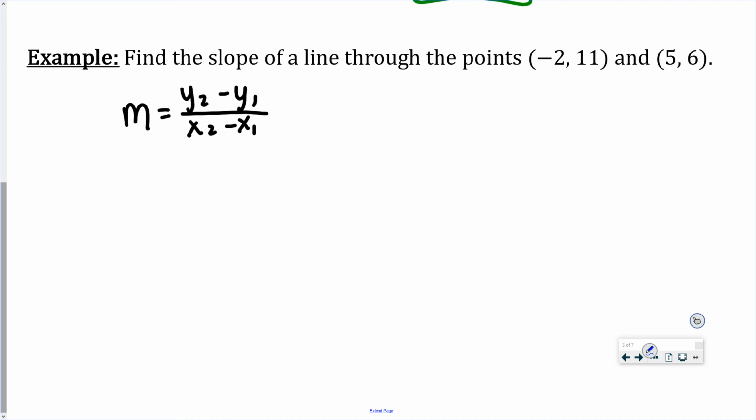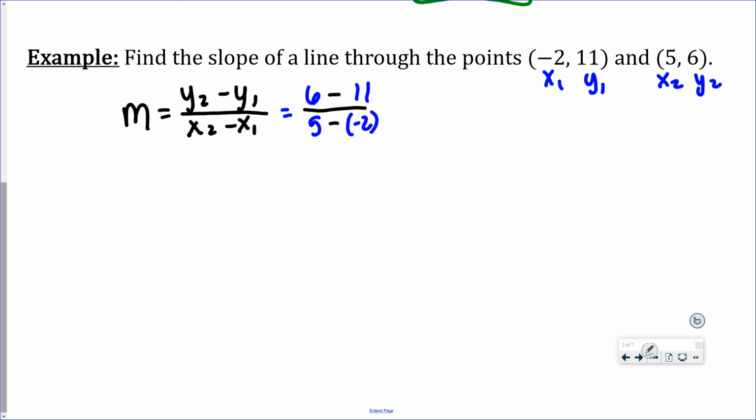Again, I know I obviously wasn't your Algebra 1 teacher, but when I taught Algebra 1, I told my students to treat this just like the distance formula: treat this as x1, y1, treat this as x2, y2. Use the little subscripts as, hey, this is my first point, this is my second point, and then you won't make any mistakes. So we got y2, which is 6, minus y1, which is 11, all over x2, which is 5, minus x1, which is negative 2.